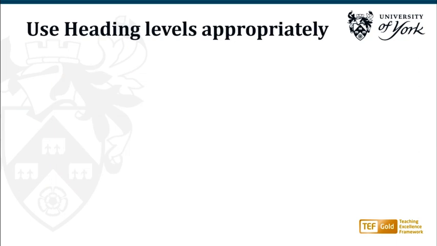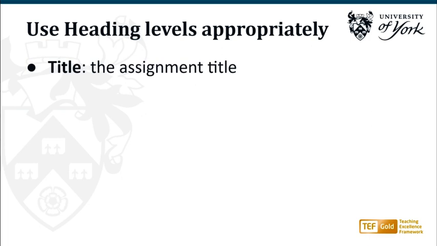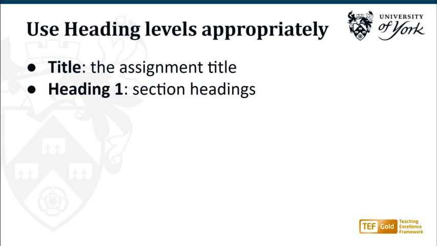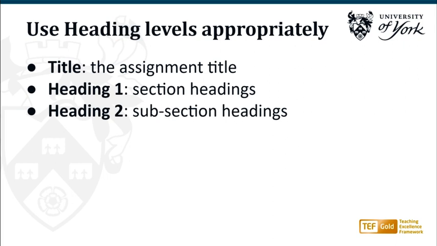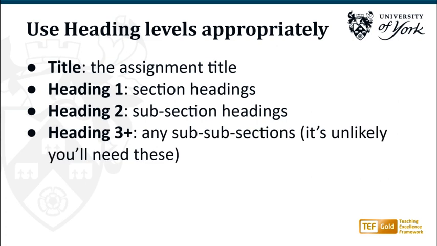There's a level system to heading styles, which you need to use appropriately. Use the title style for the title of your assignment. There should only be one title in your document. Heading 1 is for section headings, for example, introduction or results. Heading 2 is for subsections within these, for example, the results section might have a participant subsection. If you have subsections within these, use heading 3 and so on, but it's unlikely you'll need these. Use normal text for the body text.